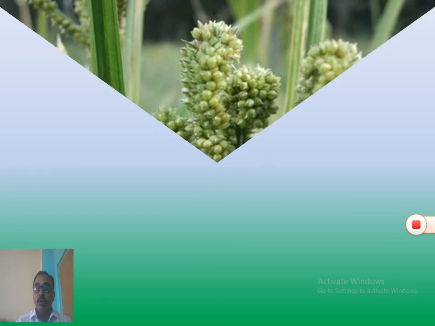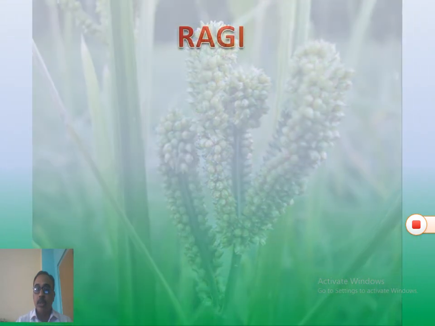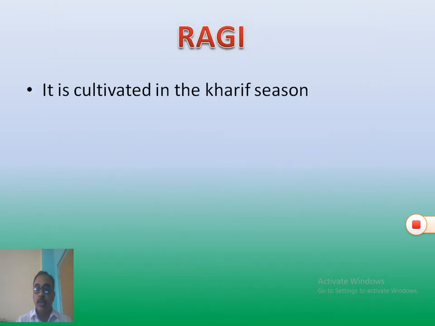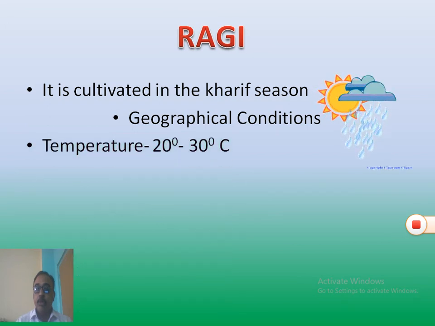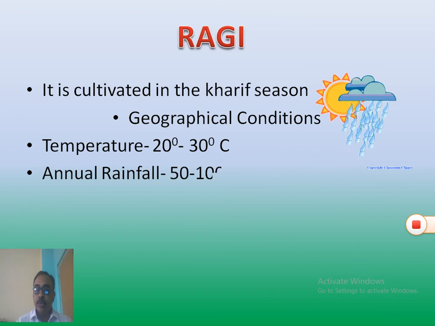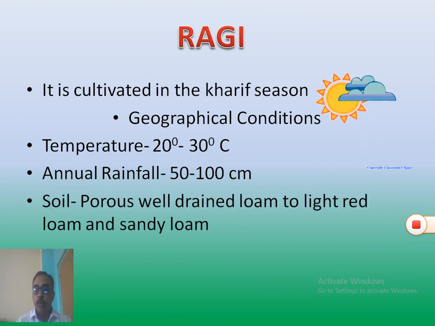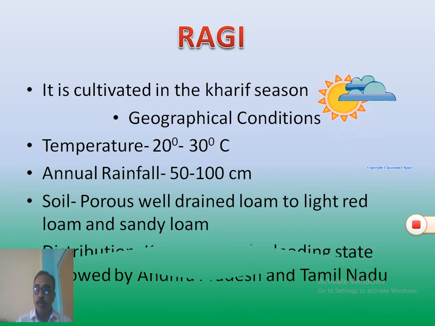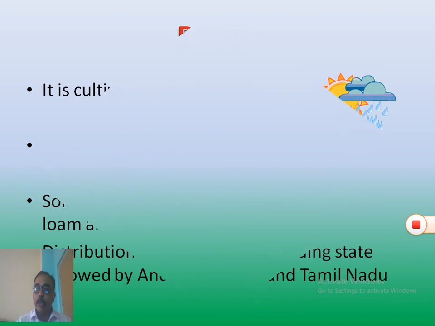Next is ragi. This is your ragi plant. It is cultivated in the kharif season. If you see the geographical conditions, temperature 20 to 30 degrees Celsius, rainfall 50 to 100 centimeter, soil porous, well drained, loam to light red loam and sandy loams. It is normally found in Karnataka, which is the leading state, followed by Andhra Pradesh and Tamil Nadu.